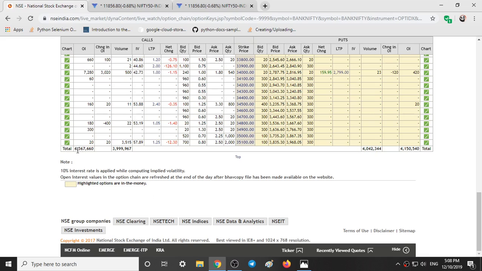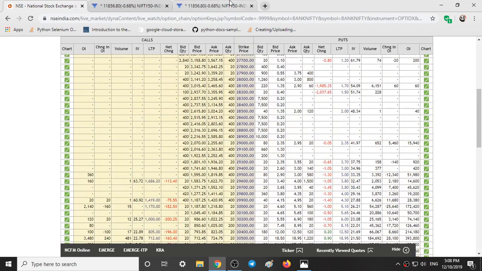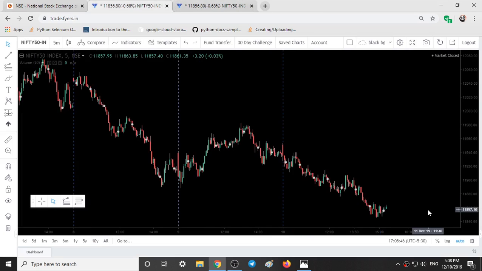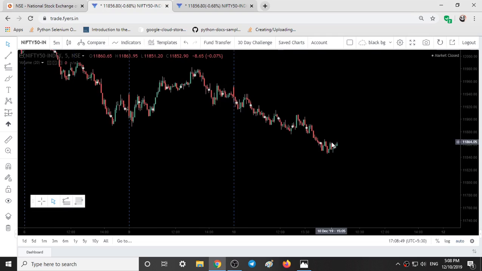6,36,00,000 of call writing and 4,15,00,000 of put writing. So around 2 crores more call writings, that is, 2 crore people are expecting the market to fall. So what we are expecting is the market to fall till 11,750 to 800 and then give a small up move.